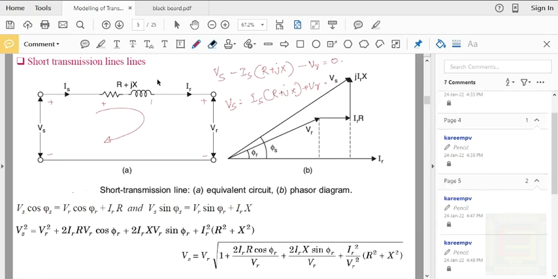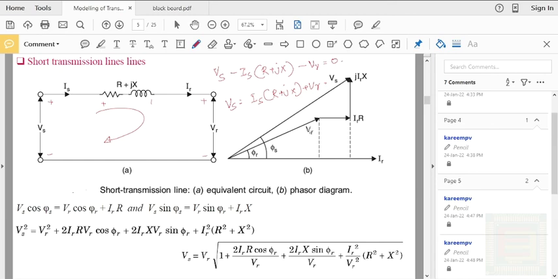From this representation of the short transmission line, the phasor representation of various variables can be drawn like this. Here, the receiving end current is IR, and in this case you can see that IR is the same as Is, the sending end current. IR is the receiving end current. The phasor diagram can be drawn like this.